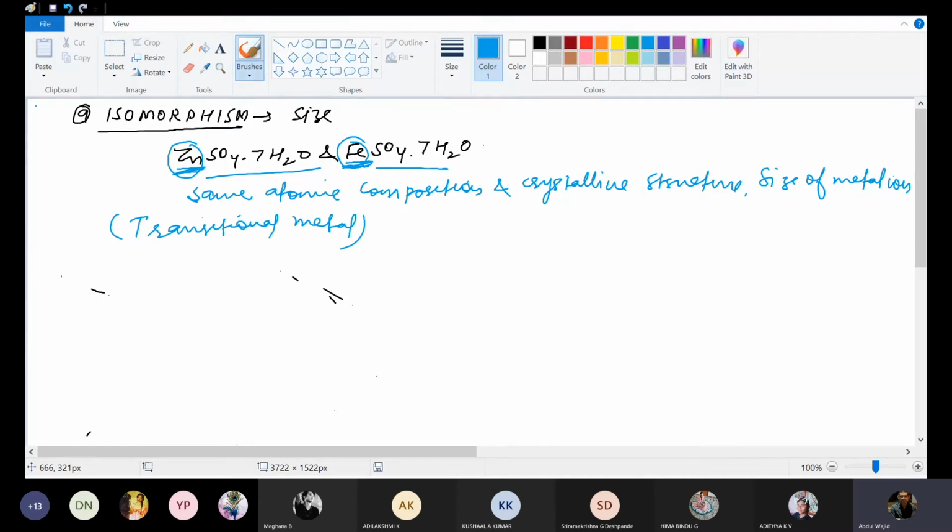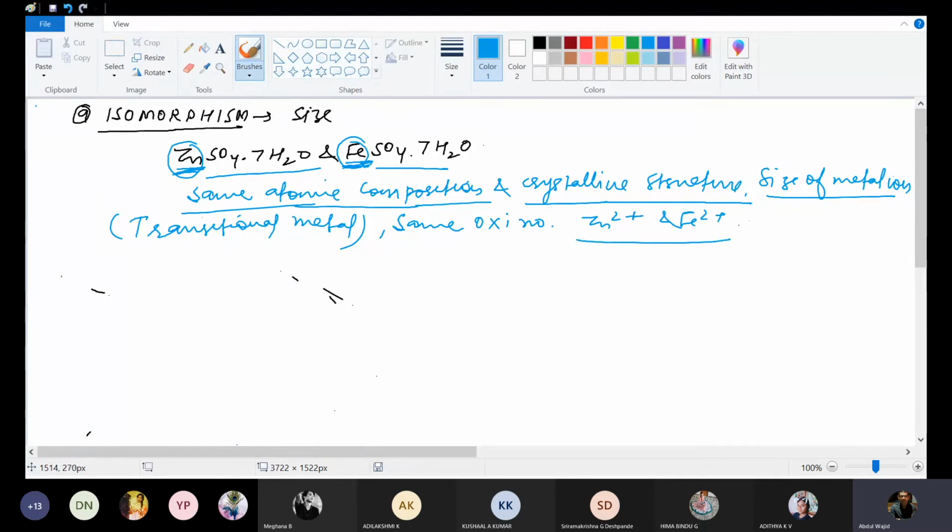In isomorphism, the atomic composition of the two ions will be the same. Their crystalline structure will also be alike, and the size of the metal ion, that is the transition metal ion, will also be the same. So here the oxidation state is also the same. Oxidation number 2, that is Zn2+ and Fe2+. Both have a 2+ oxidation state. So this is all about isomorphism.